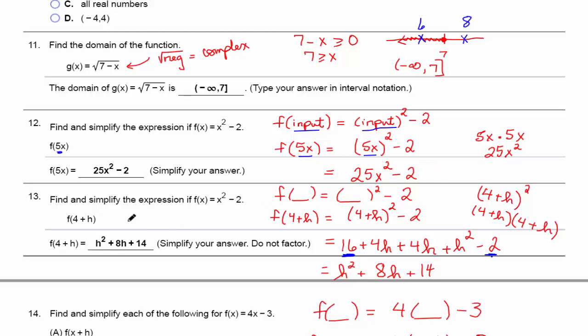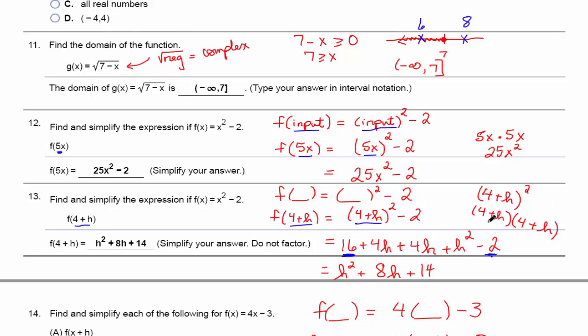Easy enough. What about if we wanted to plug in 4 plus h? Well, replace your x's with blanks. That way you know exactly where to fill in the thing in question. So I'm filling in 4 plus h. So it's 4 plus h, that thing, all of it squared minus 2. So let's see, 4 plus h squared really means 4 plus h times 4 plus h.